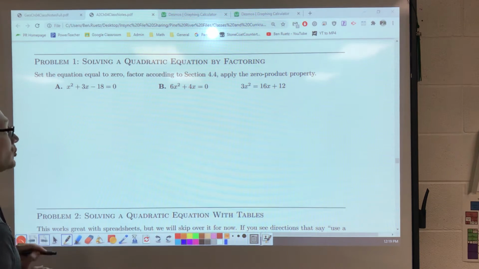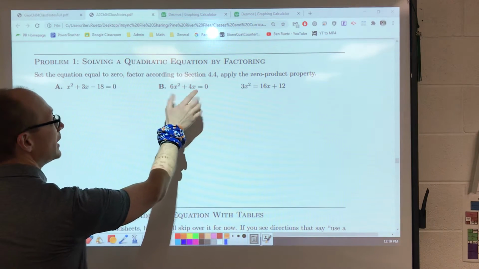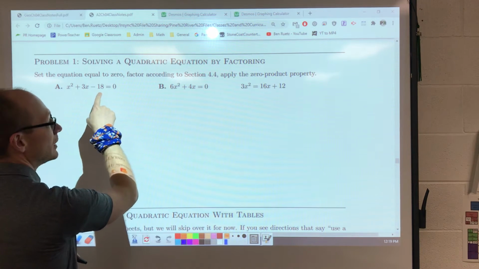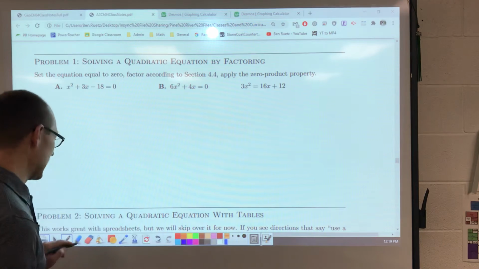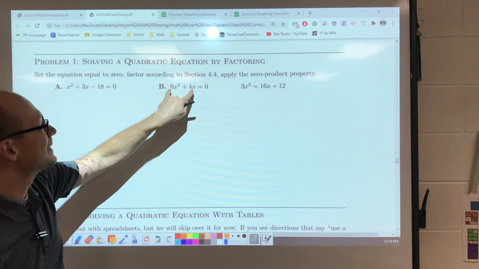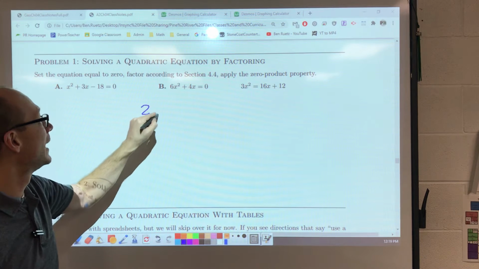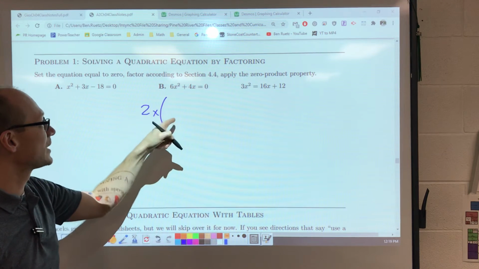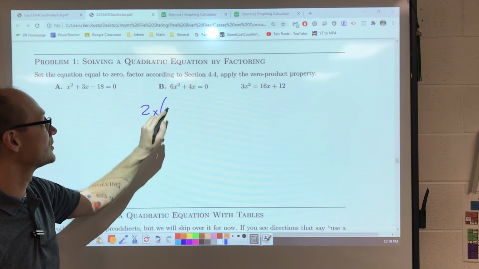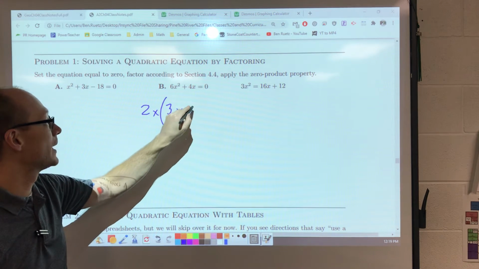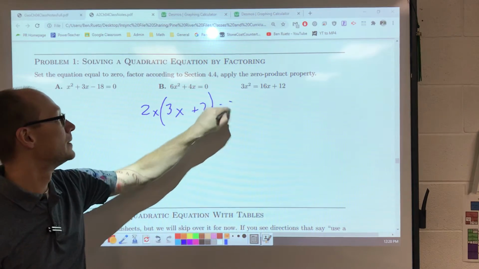What if I want to do one like this? It's already set equal to 0, but it doesn't have a number like the 18 here. Well, that's fine. That means it's going to factor out pretty nicely. Check this out. What is in common between these two terms? Looks like a 2x. 2x times what gives a 6x squared? 3x. 2x times what gives a plus 4x? That'd be a plus 2.